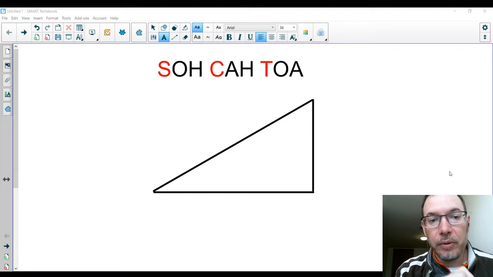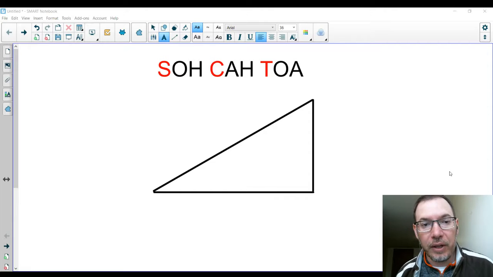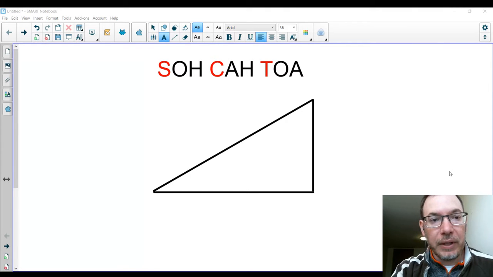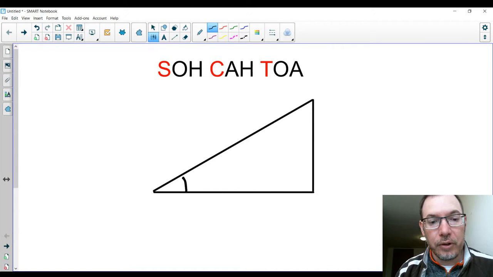And so we know the saying SOHCAHTOA: sine is the opposite over the hypotenuse, cosine is adjacent over hypotenuse, and tangent is the opposite over adjacent. So I just want to do a quick review of what that actually means. We're going to get on here real quick and do a quick little drawing and go through that.